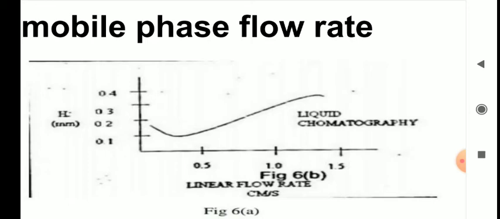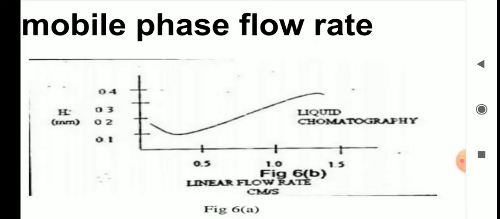If you try to increase the flow rate, then the plate height will increase. Usually you cannot operate at a very low flow rate because the time taken for the analysis will be more. So what is done is the slope of the rising part is made as minimum as possible, so that even at higher flow rate the H value doesn't rise that much.